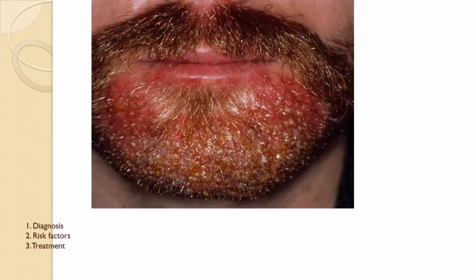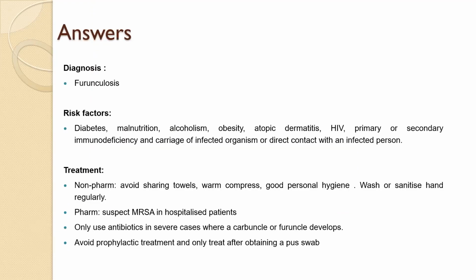Okay, so looking at this condition, if you look here, you can see pustules at the hair follicles, and that's very characteristic of this condition. It's basically an infection of the hair follicle, which we generally refer to as furunculosis. And then your risk factors are things like malnutrition, diabetes, alcohol, obesity, atopic dermatitis can also predispose you to that, HIV, primary or secondary immunodeficiency, and the carriage of an infected organism.